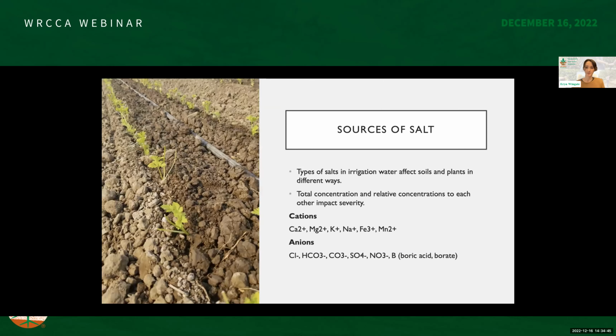So what are the sources of salts? We've kind of been going over this all afternoon here. So we've got the different cations and anions, and these salts influence soil quality in different ways, and their concentration in the water and their relative concentrations to each other impact the severity of any potential issues.